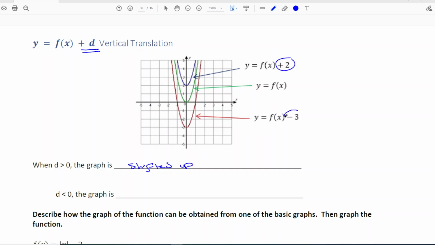And if the equation is something like an x minus 3, the graph is going to be shifted down.